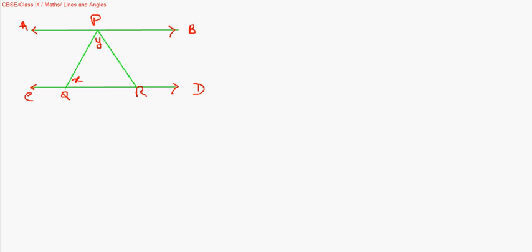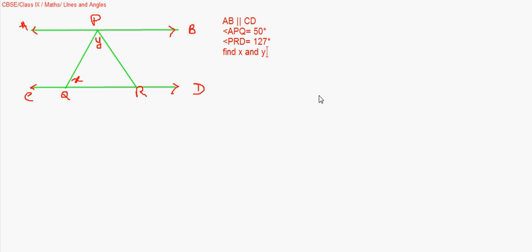Now the question reads, AB is parallel to CD. Angle APQ is 50 degrees. Angle PRD is given to be 127 degrees. You have to find the values for X and Y.